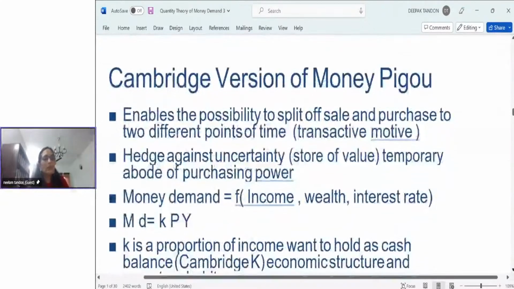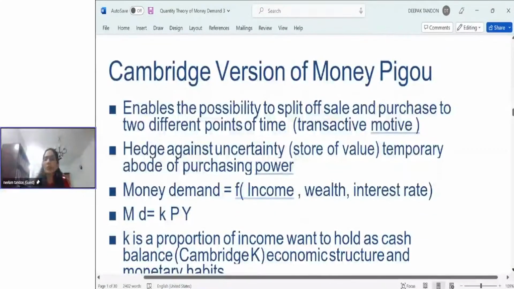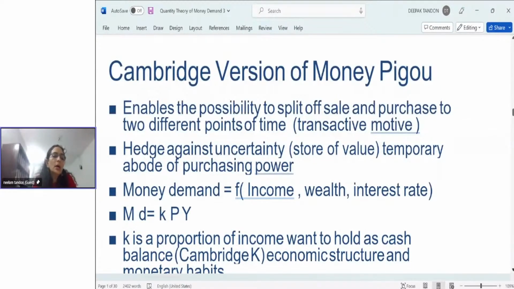Now there's another version, which is the Cambridge version of money. This is about Pigou, who was a professor at Cambridge, and he gave this concept. That's why it is written Cambridge version of money. The Cambridge version emphasized income plus wealth. Now wealth is what? Wealth is money which generates more money. That means it is a store of value, isn't it? So money as a store of value.